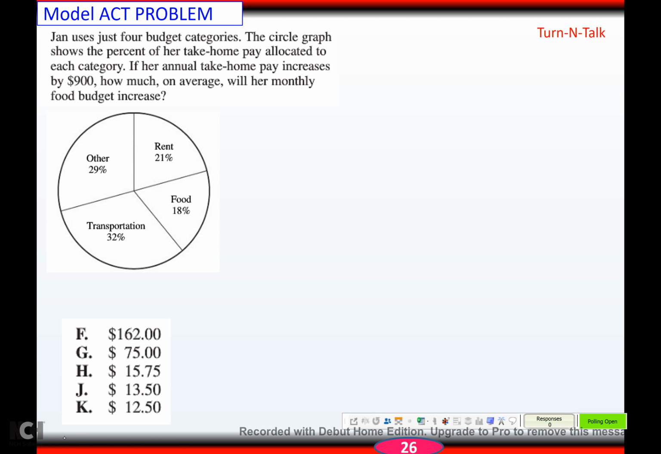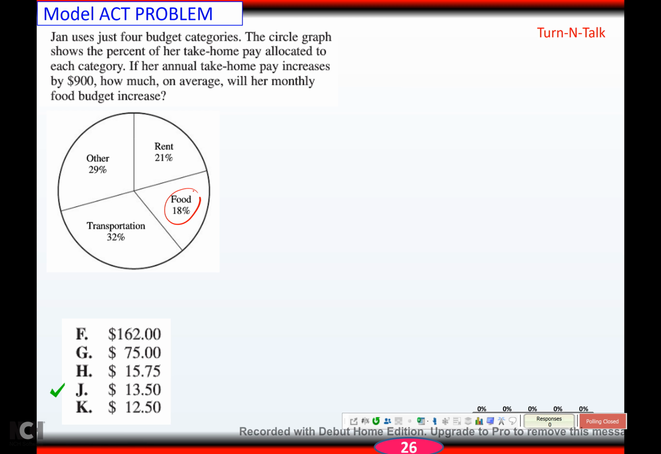Try this one. Hit pause. Come back when you're ready. And hopefully you got C. It says Jan uses just 4 budget categories. The circle graph shows the percent of her take-home pay allocated to each category. If her annual take-home pay increases by $900, how much on average will her monthly food budget increase?